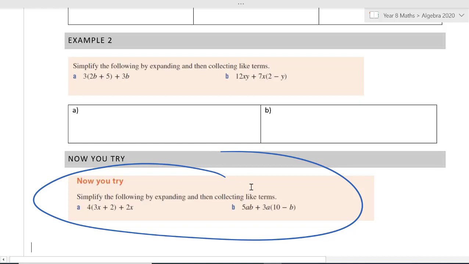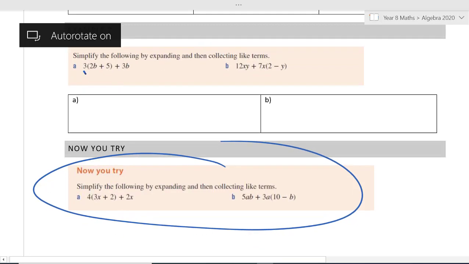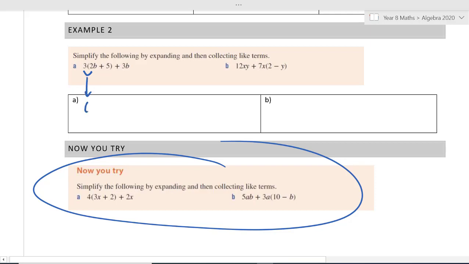But let's do this really quickly. We've got to expand these brackets first. So 3 times 2b is what? 6b. Okay, what else are we expanding? 3 times 5 using the distributive law is what? 15. Is it plus or minus? It's plus. Now, are we done? No.